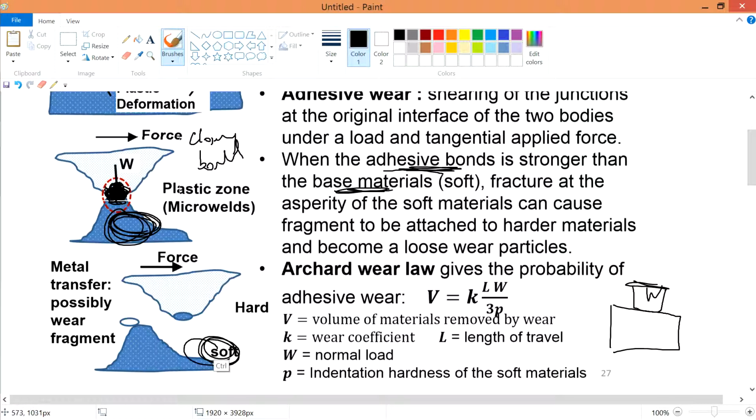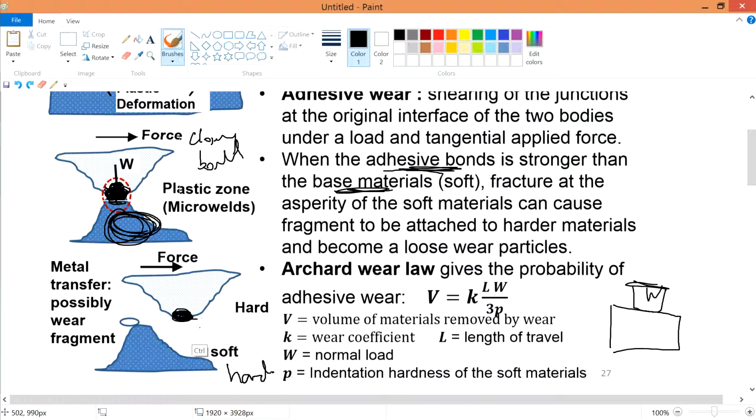For example, although this is soft, softer than this thing, if it is still hard relative to the adhesive bond between the hard and the soft one, then it is still able to take it. This bond between the hard and the soft material is called the adhesive bond. If this adhesive bond is weaker than this, then you will not peel off this part. This part will still stay here. If, however, the adhesive bond over here is larger than the hardness of this soft material, then you're going to peel it off.